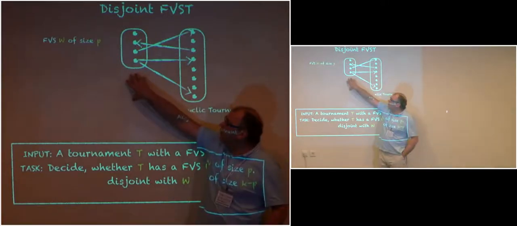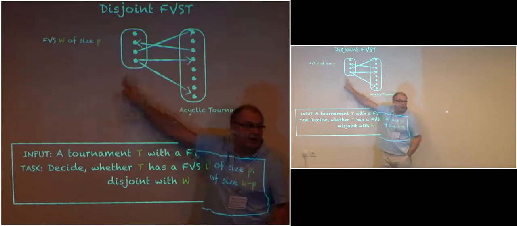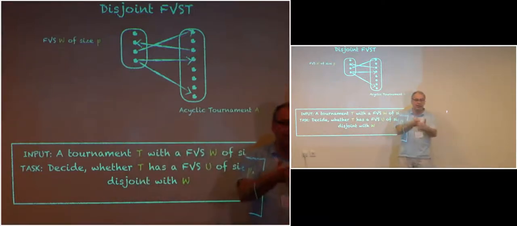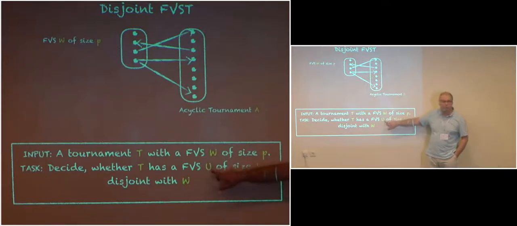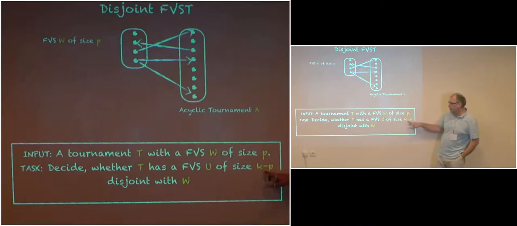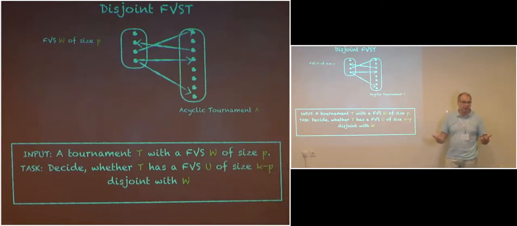So I already have some set of vertices which I say should be in the feedback vertex set. These I can safely remove, decreasing my parameter by the number of vertices I remove. And then what the problem boils down to is the following. I have a tournament with a feedback vertex set W of size p, and I'm asking whether my tournament has a feedback vertex set U of size k minus p, which is disjoint from the feedback vertex set W. Right? Disjoint feedback vertex set in tournaments.